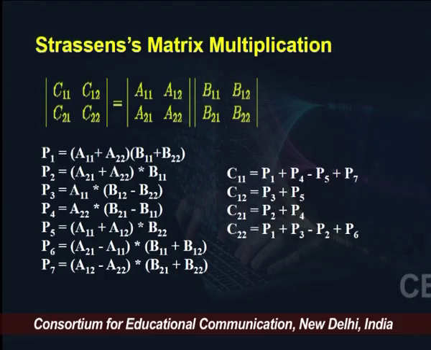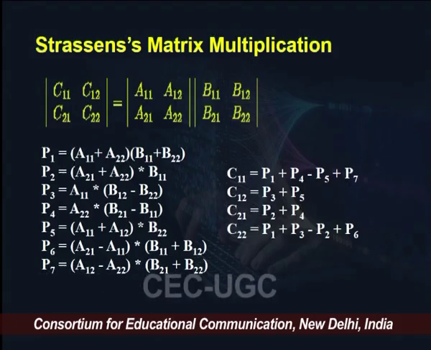P4 is equal to A22 multiplied by B21 minus B11. P5 is equal to A11 plus A12 multiplied by B22. P6 is equal to A21 minus A11 multiplied by B11 plus B12, and P7 is equal to A12 minus A22 multiplied by B21 plus B22.